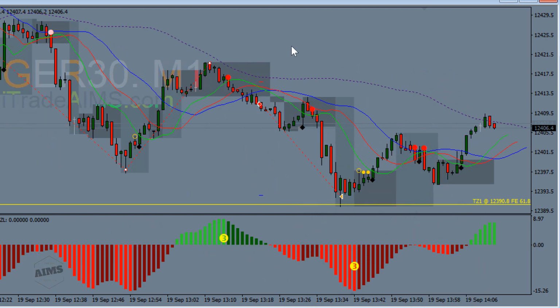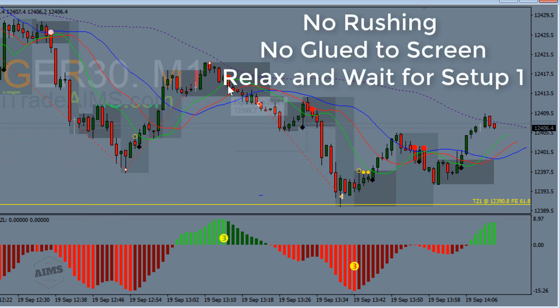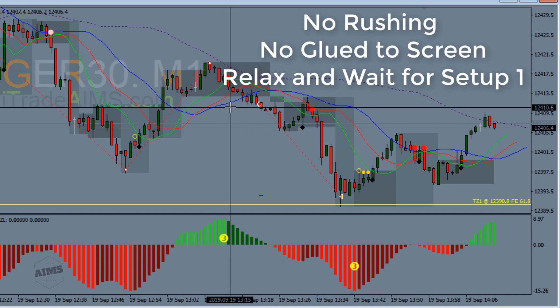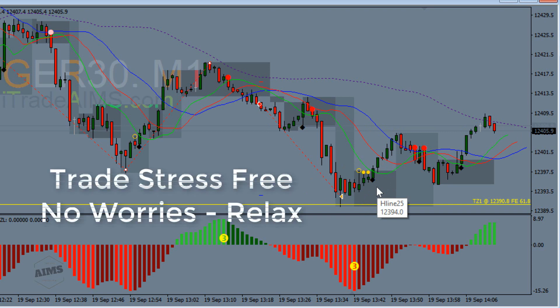This setup 1 gives you a lot of time to get ready, even on an M1 chart. See, around here you knew wave 3 was going on, so you waited about half an hour for a setup on M1, and then it took your trade. And once you took the trade, you had nothing to worry about because your stop loss and your target point were already set up. And guess what it did? Did I know it's going to do this? Did I plan it well ahead?